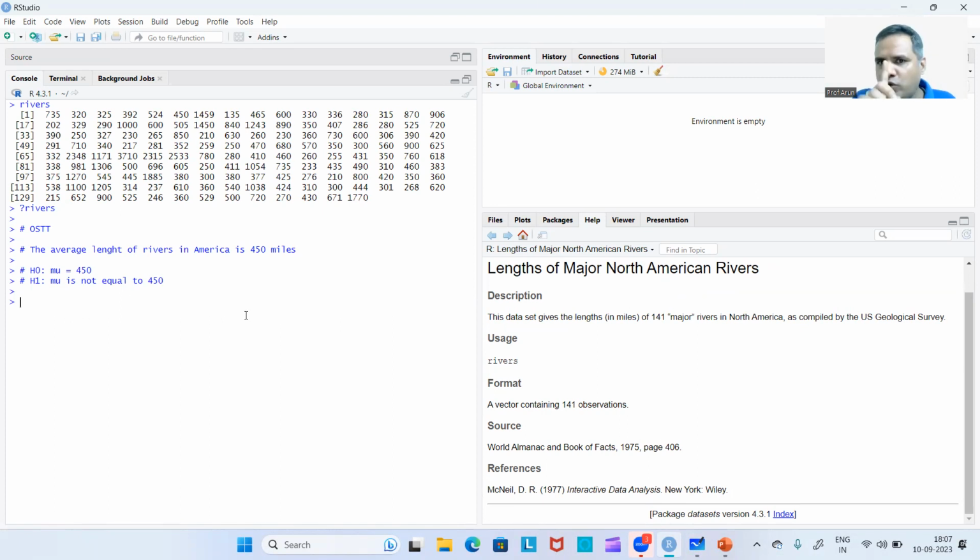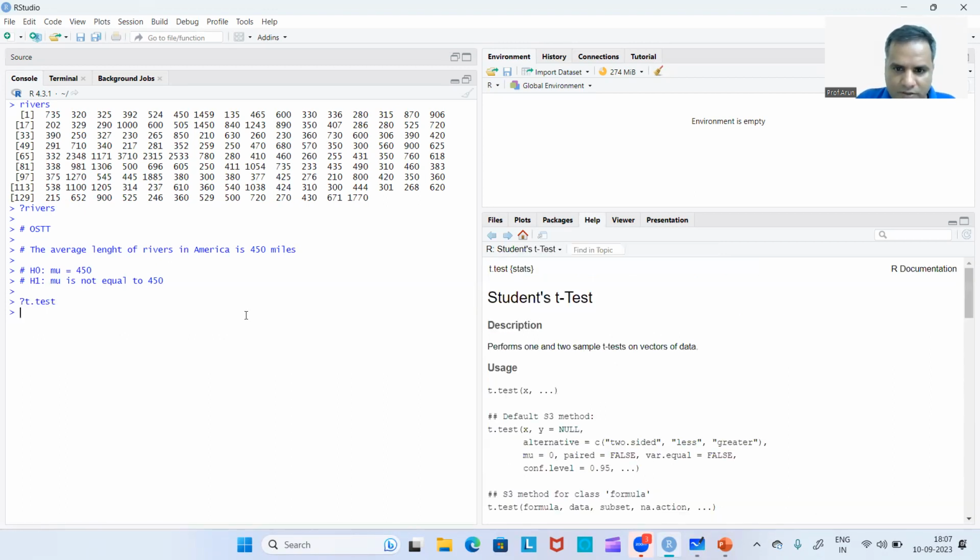Now see, whenever you have univariate data, as per the rule, you have to use a one sample t-test. So the command is t.test. Now how to use this command? Let us take the help section. See, t.test, one sample t-test. Student's t-test performs one and two sample t-tests. It can perform a one sample t-test, and it can also perform an independent sample t-test. In an independent sample t-test, you will have two variables. We'll come to it later on.